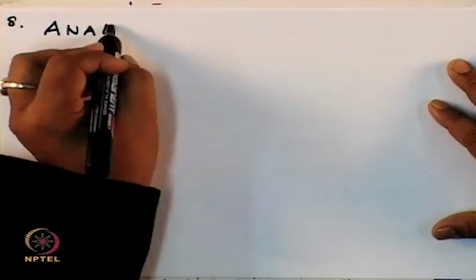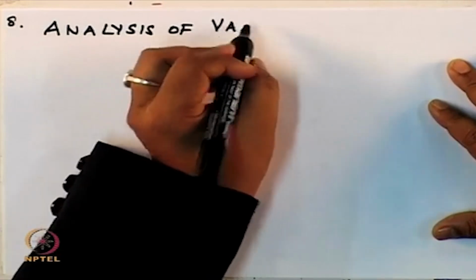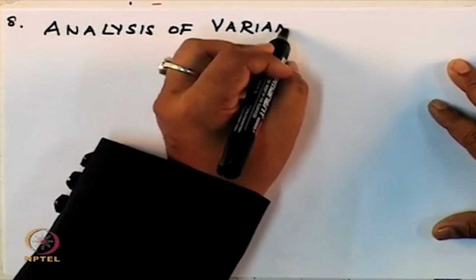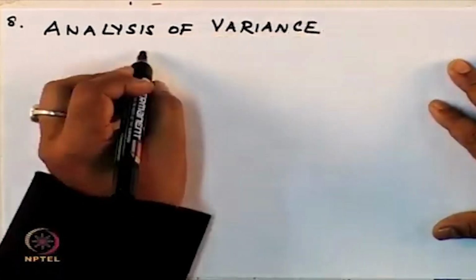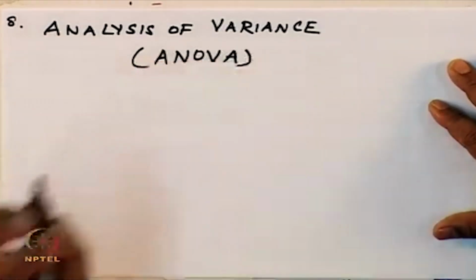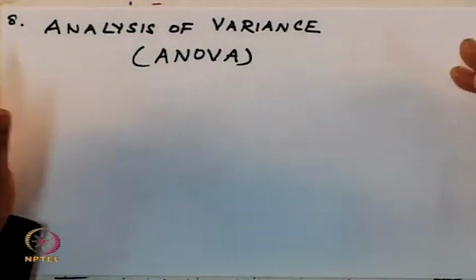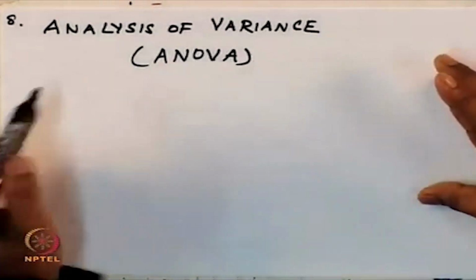and population variance. What we will initiate now is our discussion on a very important aspect of statistics called analysis of variance, or in short, it is referred to as ANOVA. So, why are we interested in analysis of variance?